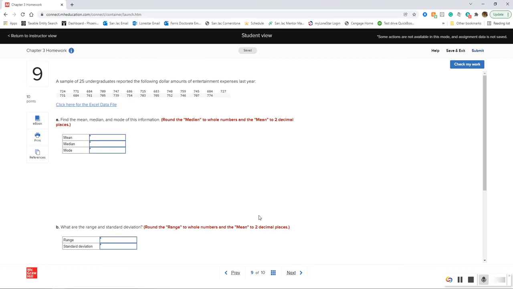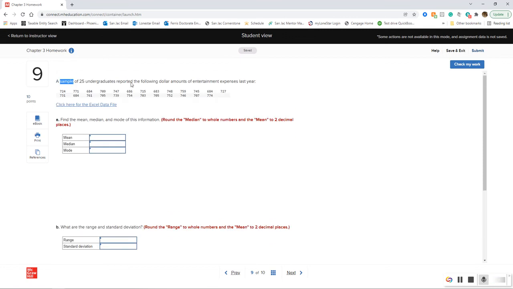Question 9. Again, it will tell you it's a sample, like this one says. A sample of 25 undergrads reported the following dollar amounts of entertainment expenses last year. Here's our Excel items. So again, we're going to find mean, median, and mode, which really does not matter if it's population or sample, because it comes out to whatever the numbers are.